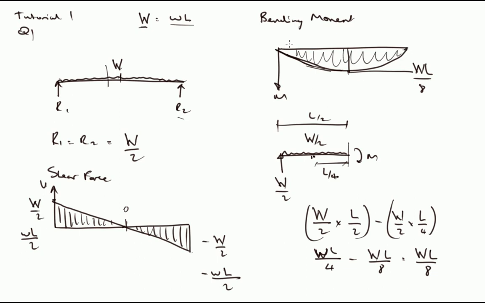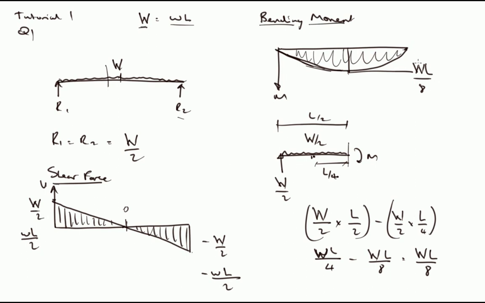Okay, so that is our bending moment diagram, we have to come to 0 at each of these supports because we're not capable of generating an external reaction moment. So this is our shear force diagram and our bending moment diagram.